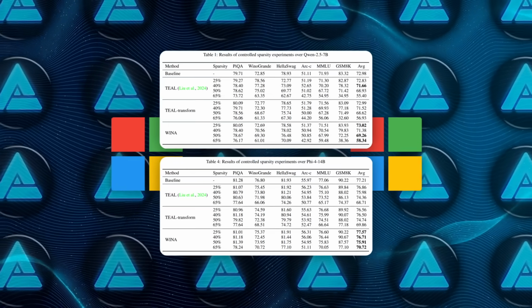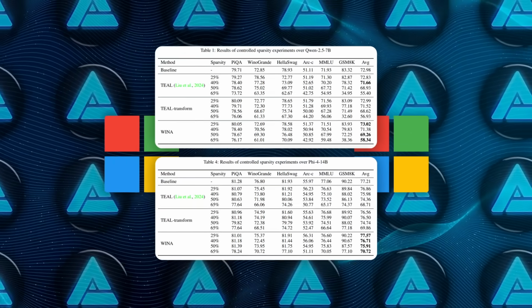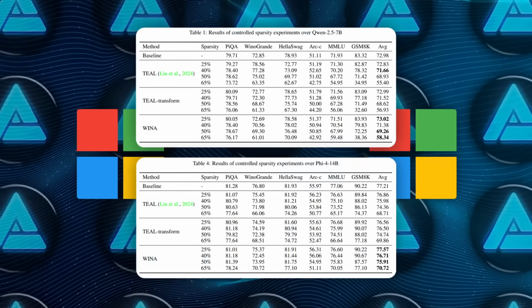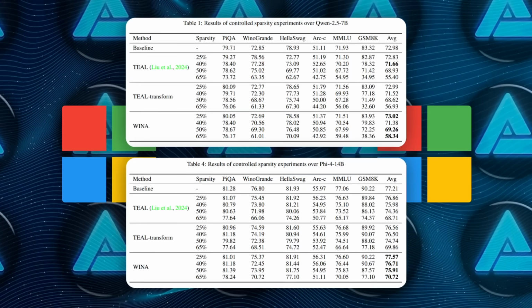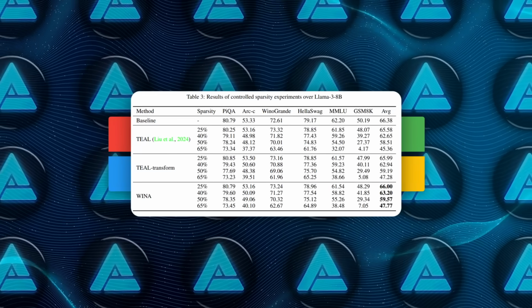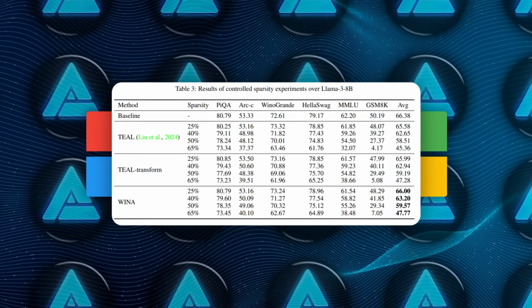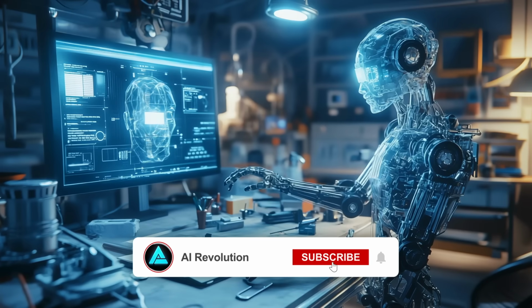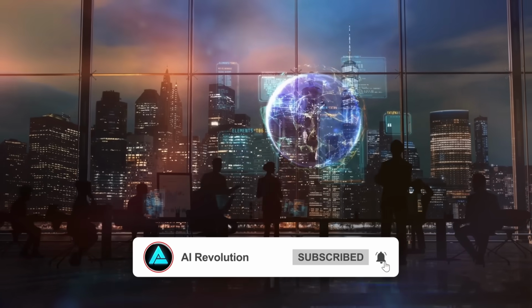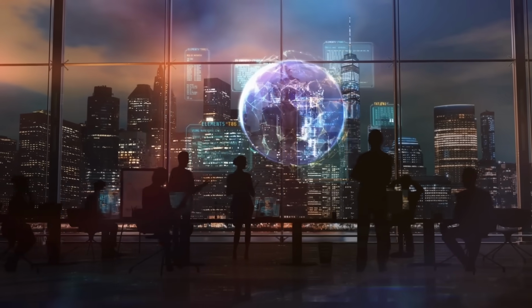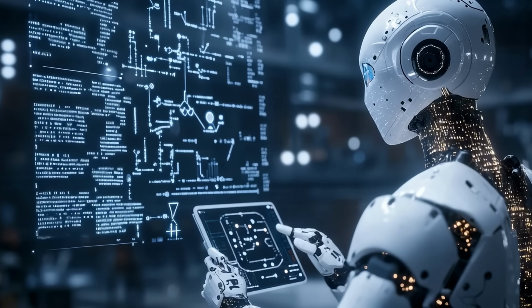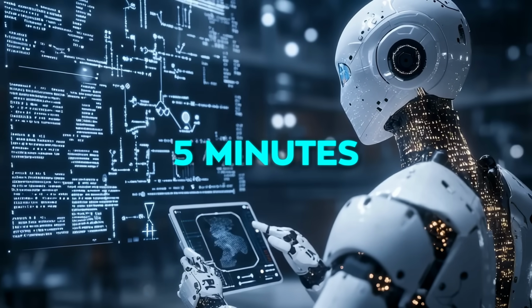Now the fun numbers. When they shut down 65% of the neurons, yeah, almost two-thirds, WINA still beat TEAL by just under 3 percentage points on Qwen, and by about 2 on Phi-4. With Llama 3, once they passed the halfway off mark, WINA pulled ahead by 1 to 2 percentage points. That does not sound huge until you realize machine learning folks obsess over a single tenth of a point. Two whole points is like beating last year's marathon time by 5 minutes.